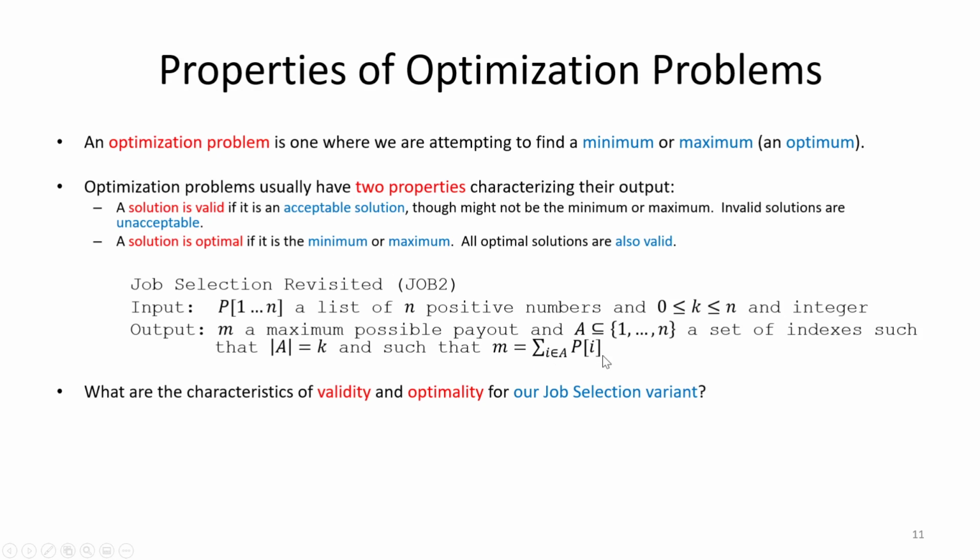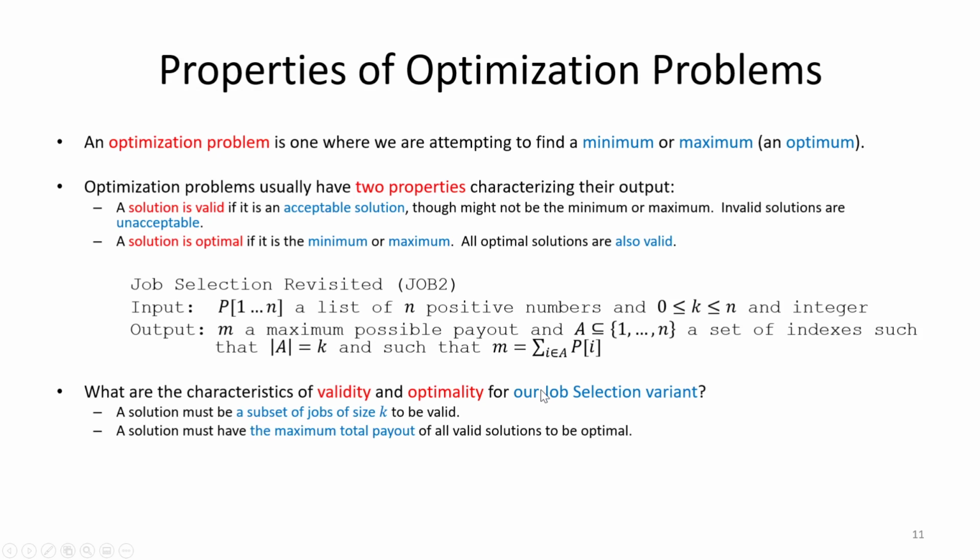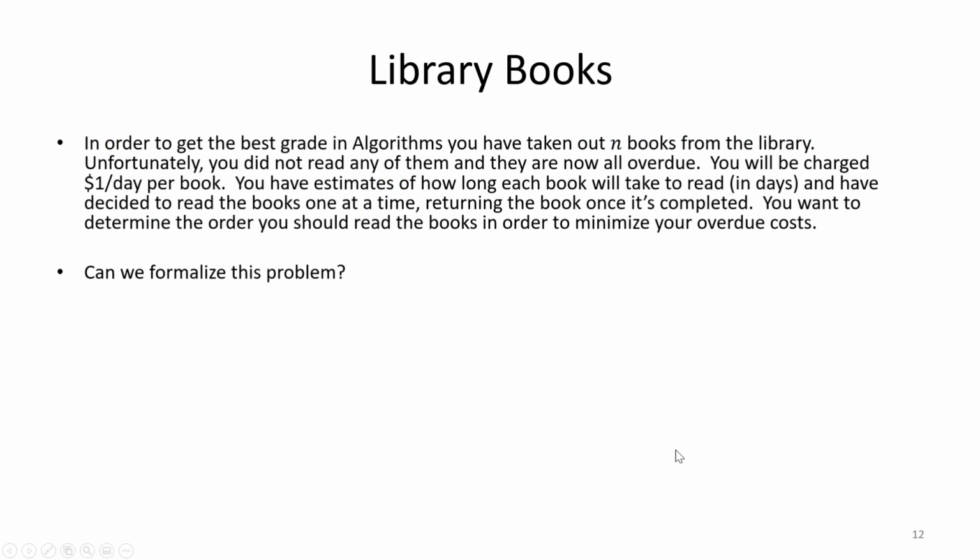Where does the optimality come in? It's the extra bit here that we haven't been looking at, this bit with M. M is the maximum possible payout. And if you added up all the ones in this set that we were talking about, they achieve that maximum. So our solution must be a subset of size k. That's the condition of validity. But it must have the maximum total payout, which is the condition of optimality. Okay, with those definitions in mind, let's go and take a look at our new problem.